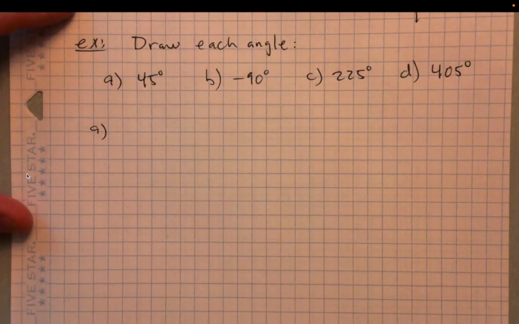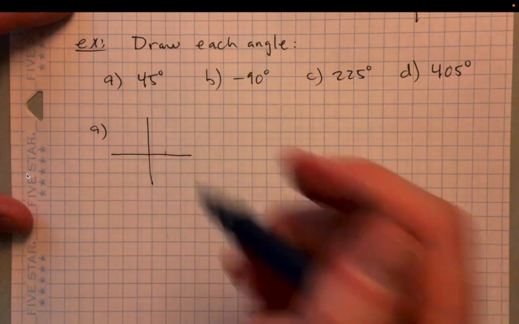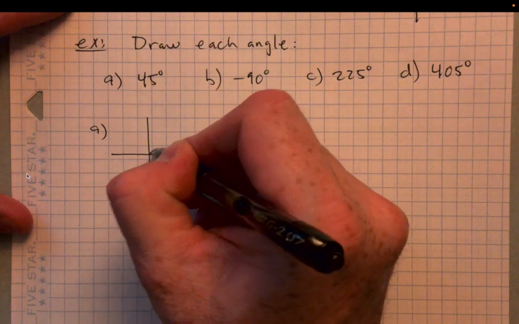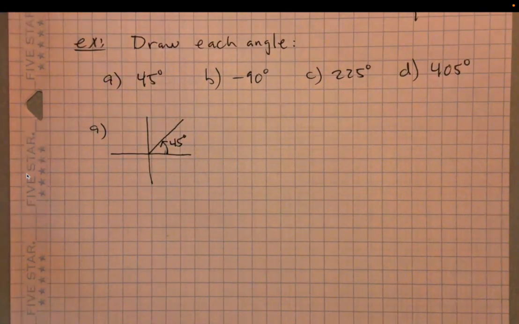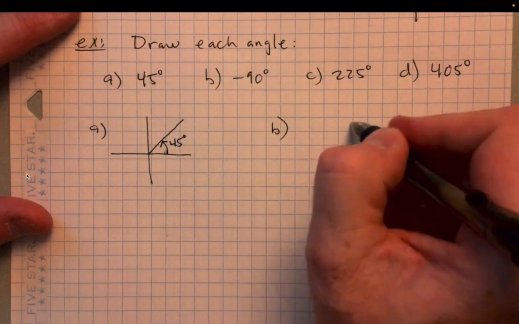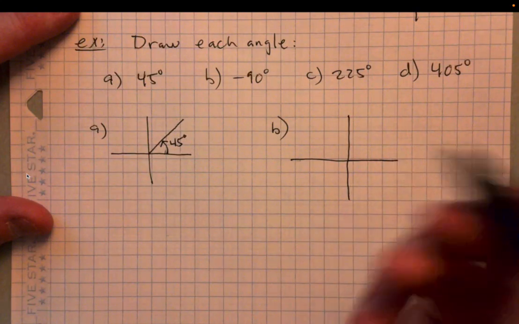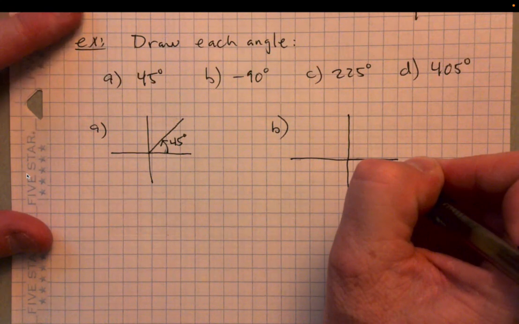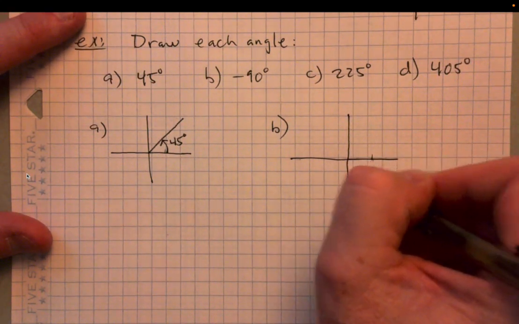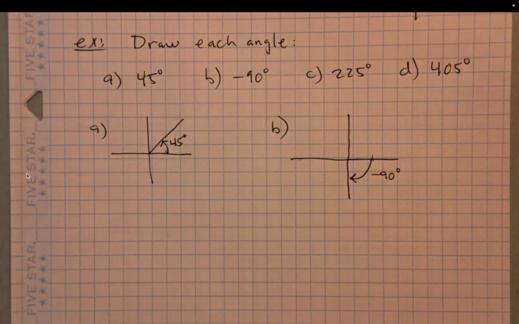For A, we know that from here to the y-axis would be 90, and 45 is half of 90, so it must be somewhere in between here. For B, we're looking for a negative 90. We've done this example already. Standard position is how we want to draw these. If I start with the positive x-axis, then 90 degrees would be up to here, so negative 90 would be down to here.